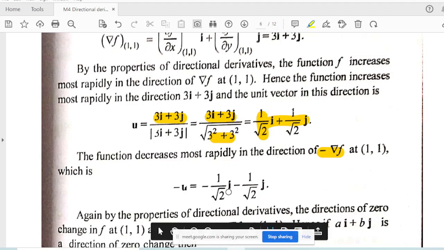u is equal to minus 1 by root 2 i cap minus 1 by root 2 j cap.